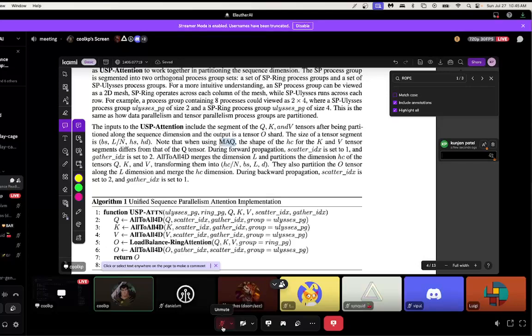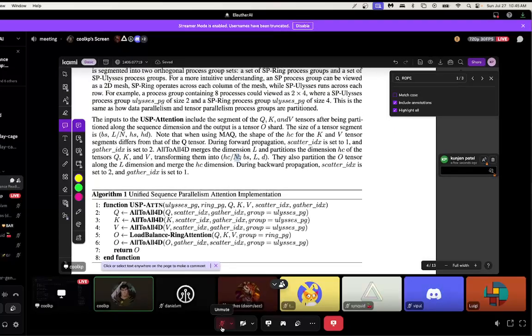During forward propagation, scatter IDX axis is set to 1 and gather IDX axis is set to 2. All-to-all 4D merges the dimension L and partitions the head count dimension of the tensors Q, K, and V, transforming them into head count divided by the number of devices. This is a little bit confusing because this is not the original N. It should be the Ulysses degree here. This is another typo, I would say.